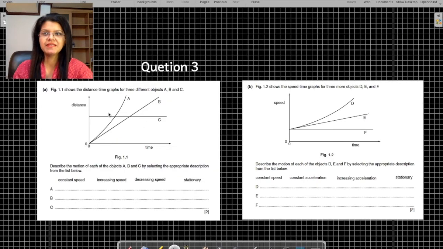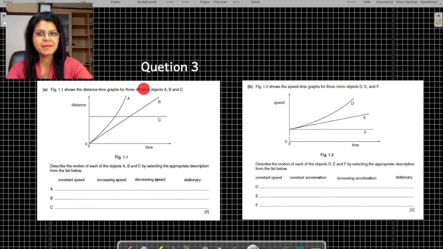Now, question number 3. The figure here shows the distance time graph for 3 different objects, A, B, and C. Describe the motion of each of the objects A, B, and C by selecting the appropriate description from the list below. So before you talk about the description, let us first see what kind of a graph it is. It is a distance time graph.